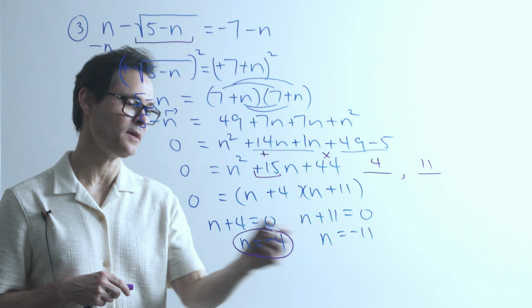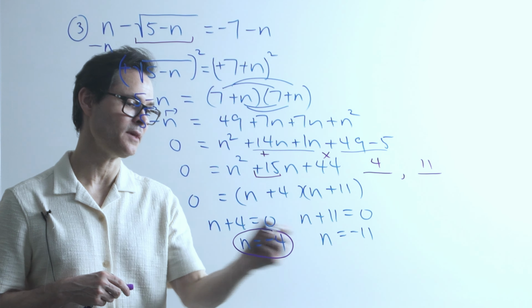So let's check the negative 4. If I just put a negative 4 here where the n is, keep track of it, and then I put a negative 4 here, well, I can do a bit of arithmetic in my head. 5 minus negative 4 is 9, and the square root of 9 is 3. So this whole thing becomes 3. And so negative 4 minus 3 is negative 7, and that's good. So we accept the answer. I'm just making sure that it balances the equation.